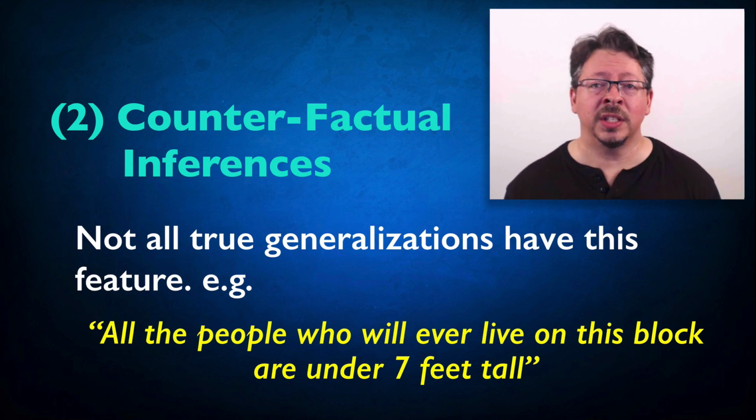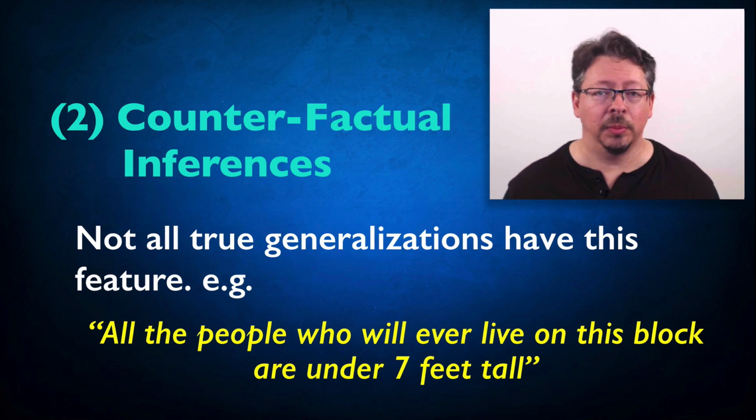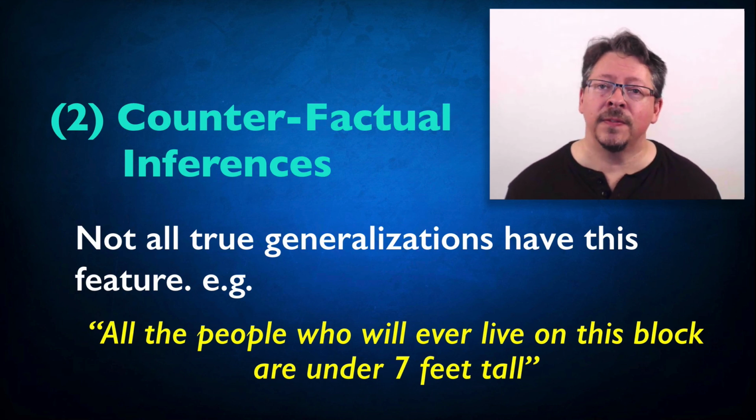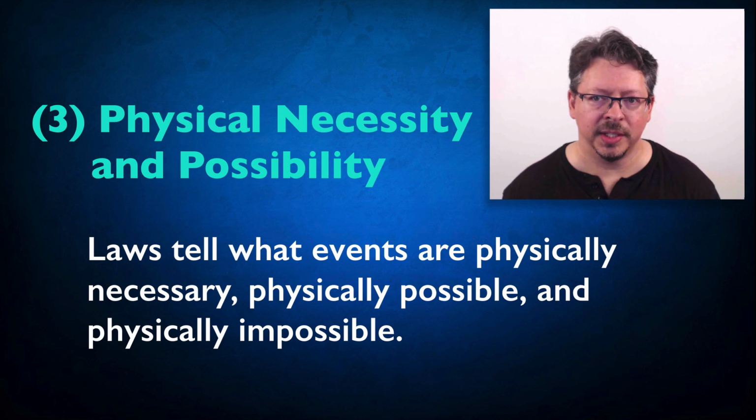So one way that you can distinguish these kinds of accidentally true generalizations from genuine laws is that they don't support counterfactual inferences. They don't tell you anything about how the world would be different if the facts were different. And this ties into the next point. Here's a third feature that law statements have.